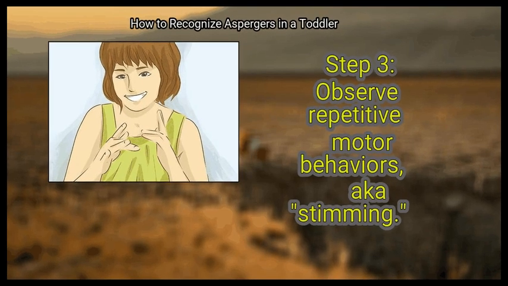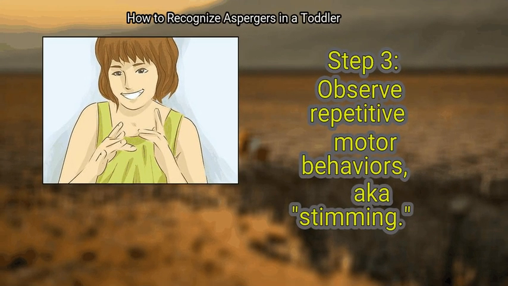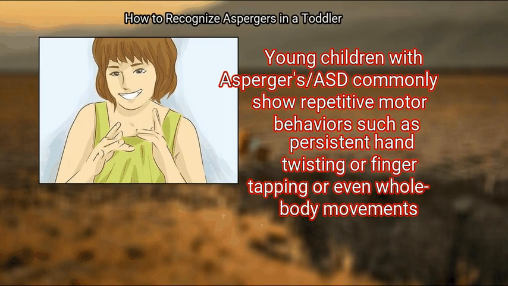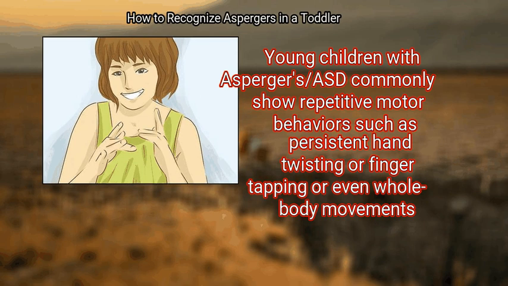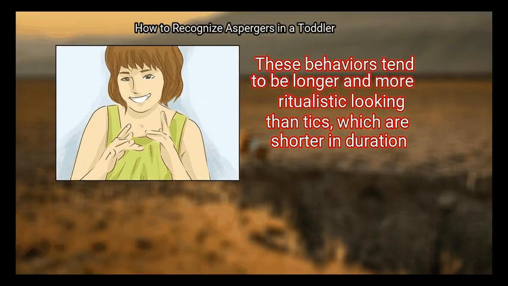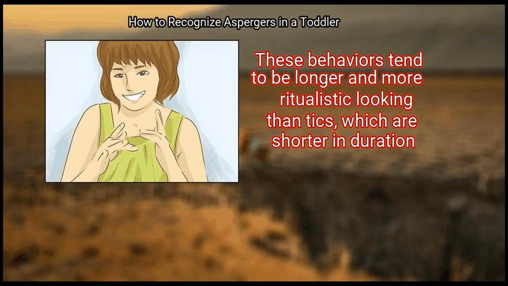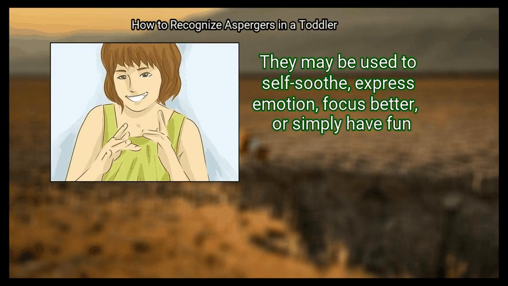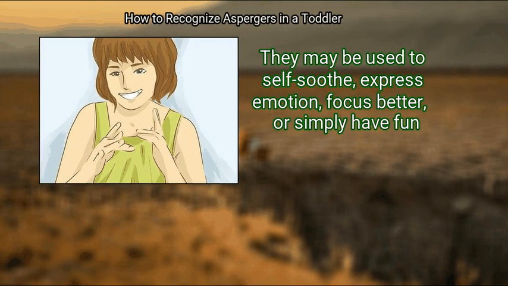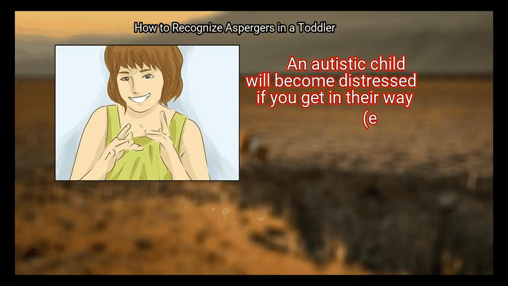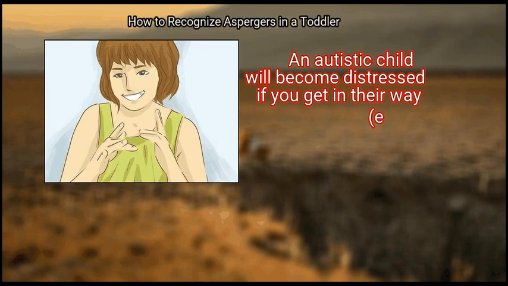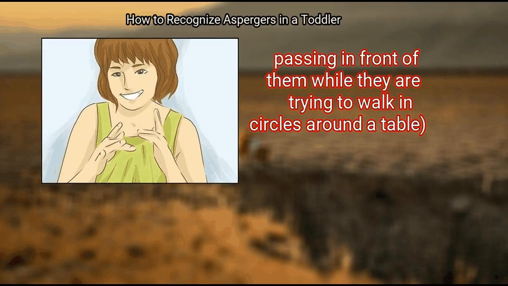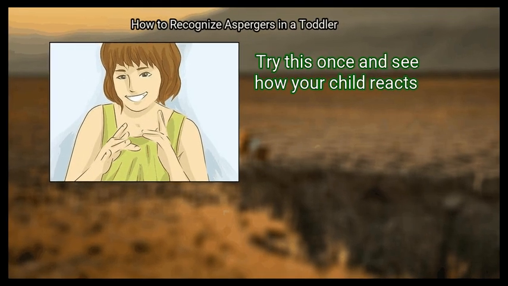Step 3. Observe repetitive motor behaviors, aka stimming. Young children with Asperger's, ASD commonly show repetitive motor behaviors such as persistent hand twisting or finger tapping or even whole body movements. These behaviors tend to be longer and more ritualistic looking than tics, which are shorter in duration. They may be used to self-soothe, express emotion, focus better, or simply have fun. An autistic child will become distressed if you get in their way, passing in front of them while they are trying to walk in circles around a table. Try this once and see how your child reacts.